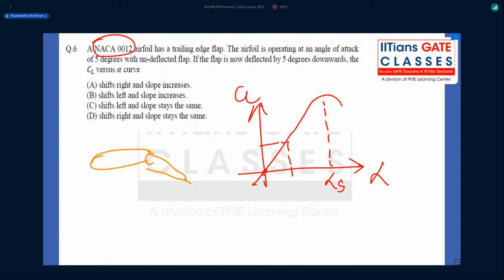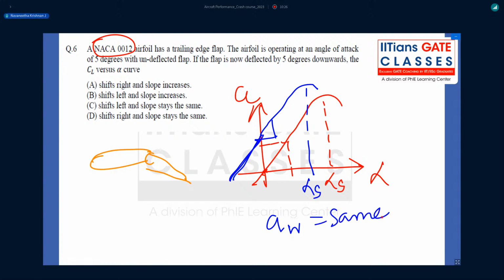That means the curve shifts leftward like this, but the slope remains same because we have not changed the aerofoil. Only when the aerofoil changes, the lift curve slope changes. Since the aerofoil is not changed, the lift curve slope is not changed. So this is the new stalling angle of attack. The lift curve slope a_w of the wing remains same.